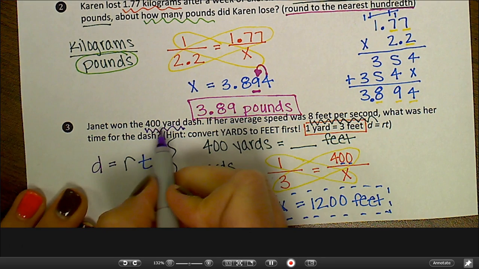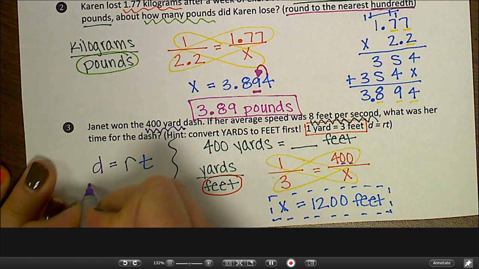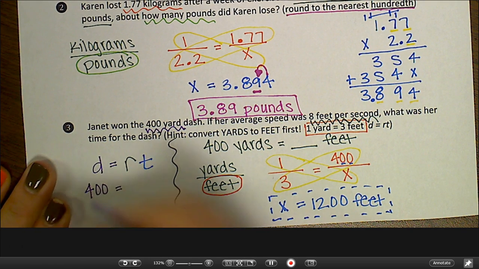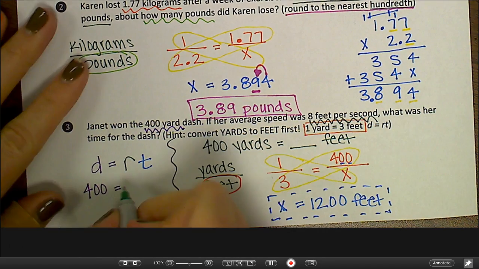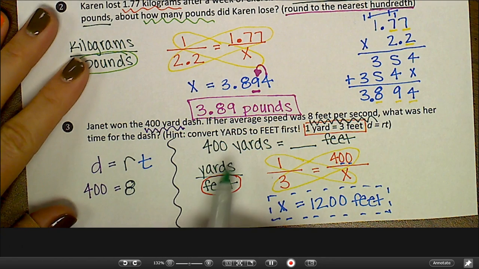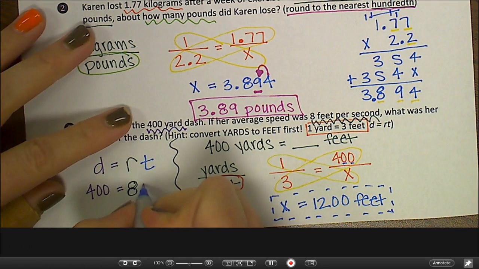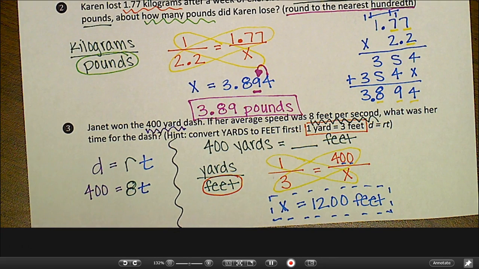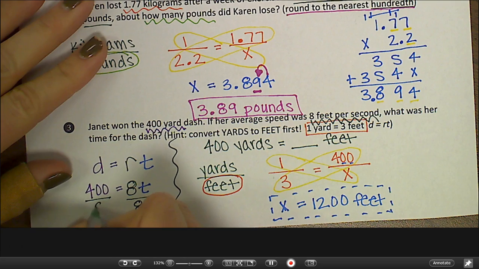So now, instead of using 400 yards for my distance, I'm going to use 1,200 feet. They're equal. So 1,200 feet equals my rate, and the rate is 8 feet per second. And since I'm using feet and feet, then I'm good, times the time. And this is just a regular old equation. So we're going to divide both sides by 8. That's going to help us get t by itself.